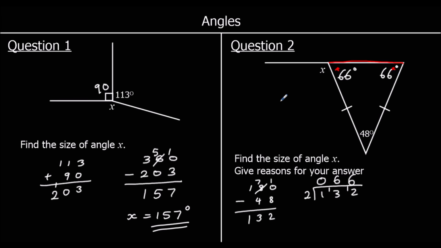And then how can we find x? Angles in a straight line add up to 180. So x and 66 are on a straight line. So these two angles here have to add up to 180 because they make a straight line. So 180 take away 66.